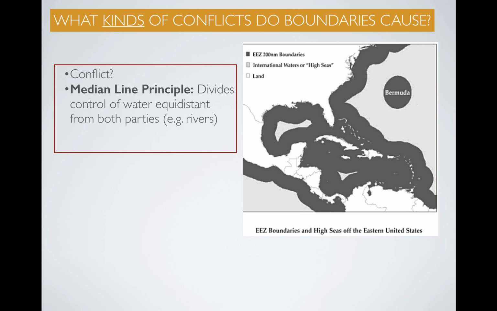This is the rule of thumb for how to control rivers. So if there are two states, and I'm using states to refer to countries, of course, that have borders defined by a body of water, as would be the case in some of the African Great Lakes regions, or rivers that define the boundaries between states, the median line principle says that the river is divided in half and the territorial boundaries extend from there.